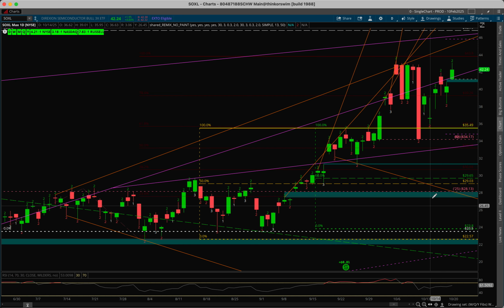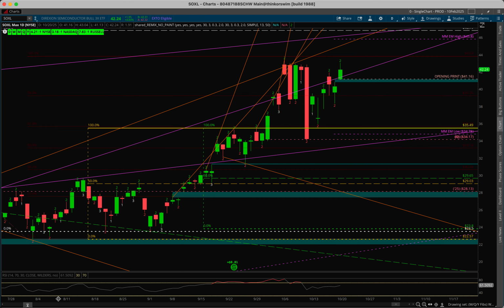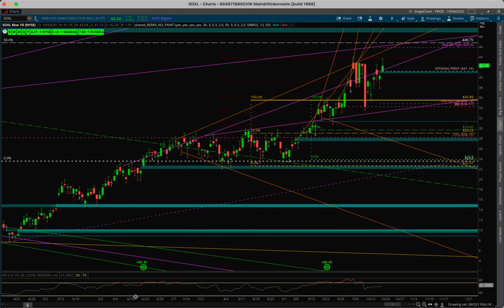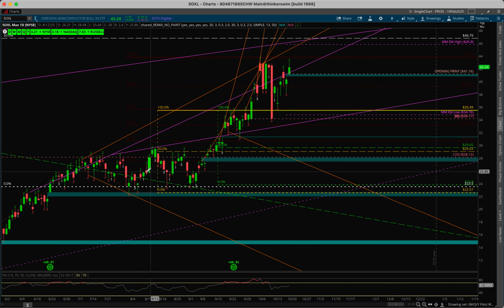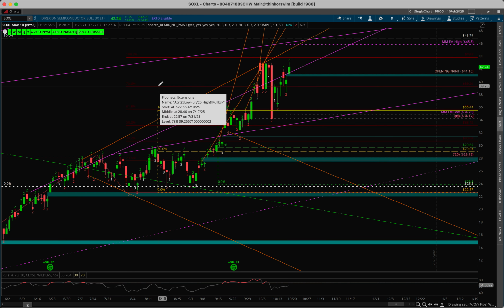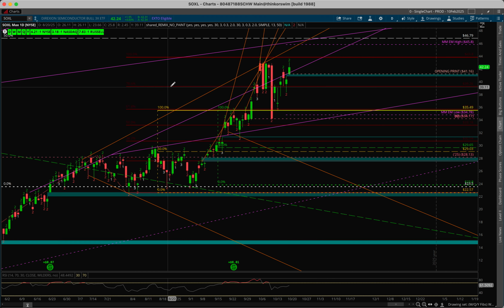Let's bring up a little more clear chart here. And we can see that we have the 11 weeks of sideways action between 24 and 28, the push up, slight pullback before a further push up. We've got these Fibonacci extensions here from the April 7th low to the July high, and then the July pullback that created a bull flag.